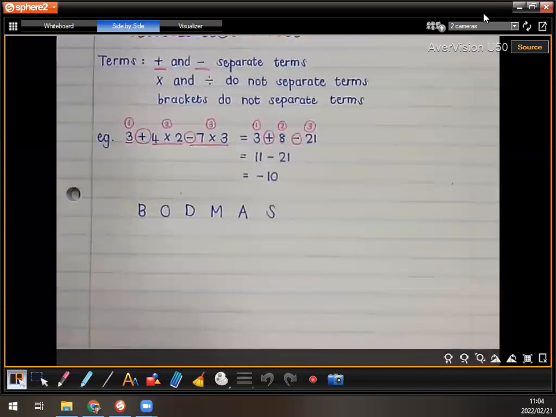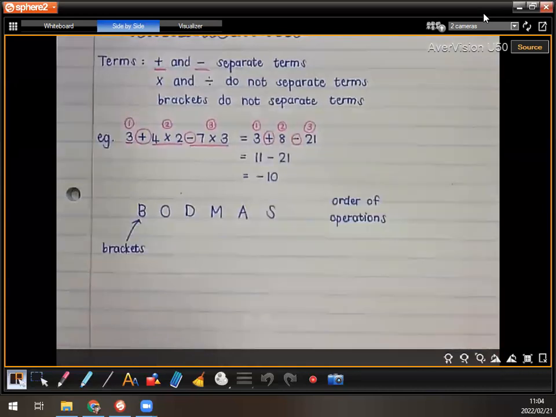Now, if you decide that you're going to say, okay, 3 plus 4 is 7. And then I'm going to times 7 by 2. Then I'm going to minus 7 from that. And then I'm going to times the whole answer by 3. You're not going to get the same answer. Right? You're going to get an answer that's wrong. Then you're not working with terms separately. Alright, let's quickly just write down what BODMAS actually stands for, all of the letters. Some of you might know already, if you don't, we're going to practice it now.